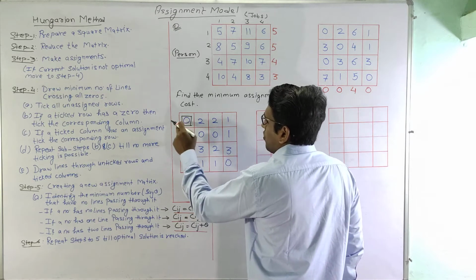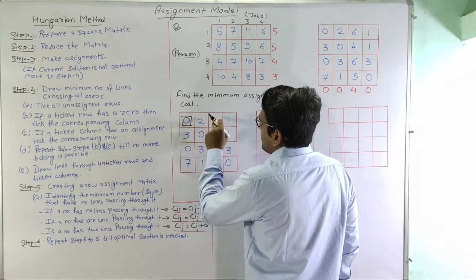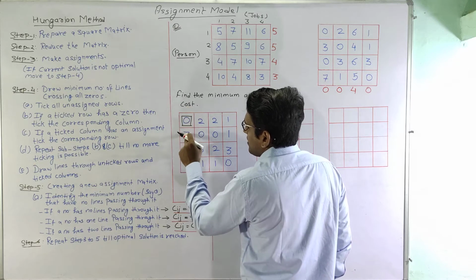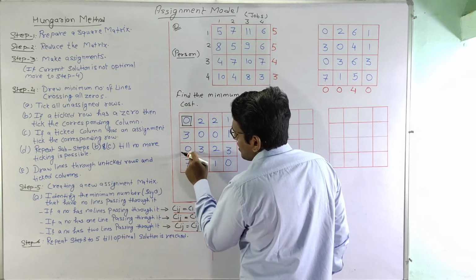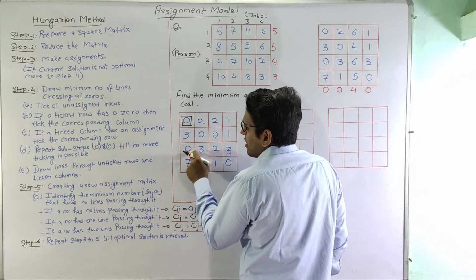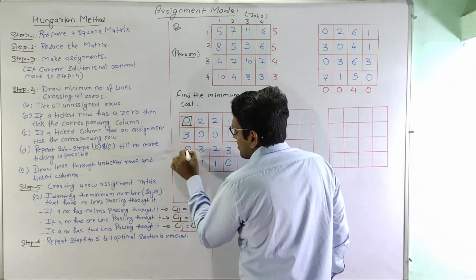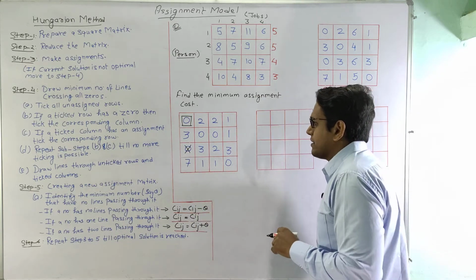Okay, so row 1 has been assigned, that means no more assignment can be done in this row and no more assignment can be done in this column. So as we can see here, in this column there is 1 zero present. So now once this has been assigned, this zero becomes ineligible to be assigned.